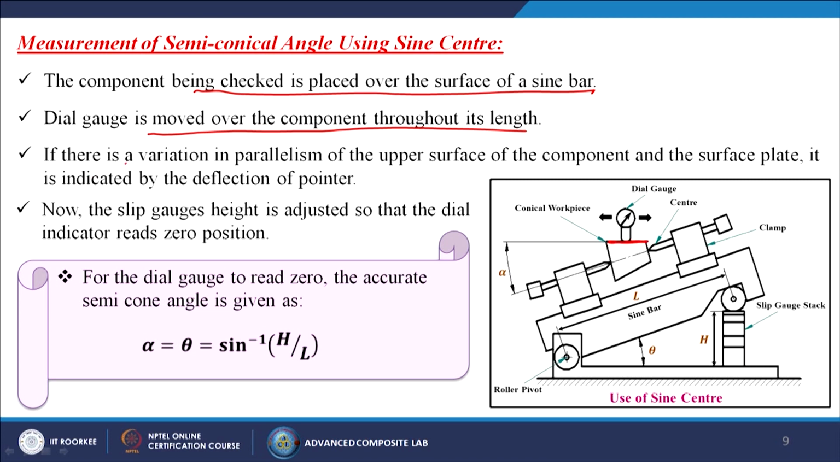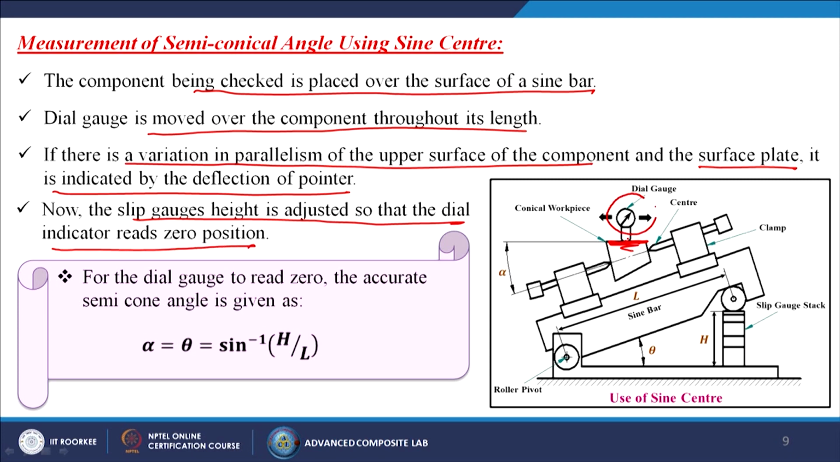Then if there is a variation in parallelism of the upper surface of the component and the surface plate, it is indicated by the deflection of the pointer also. So, now you see that if the tip is touching all the points, that means it is absolutely flat over there. Now, the slip gauge's height is adjusted so that the dial indicator reads the 0 position. In this particular case, it will show you the 0 value.